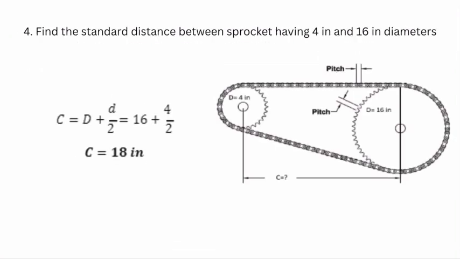For number 4, find the standard distance between sprockets having 4-inch and 16-inch diameters. So for the center distance, we'll be using the center distance formula of diameter of the large sprocket plus diameter of the small sprocket over 2, which is equal to 16 plus 4 over 2. Then the center distance will be 18 inches.